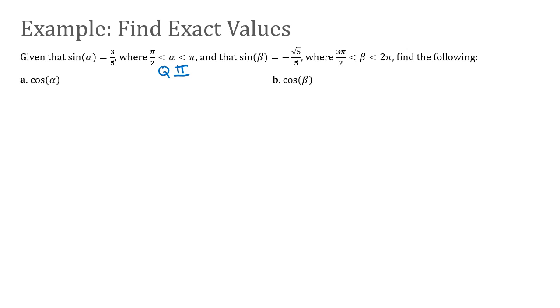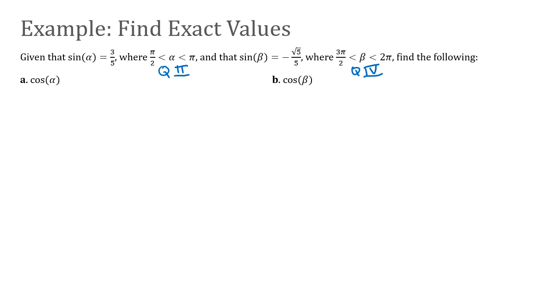And that the sine of beta, a different angle, is equal to negative square root of 5 over 5, where beta is between 3 pi over 2 and 2 pi. So beta is in quadrant 4. All right, and we're being asked to find the cosine of alpha and the cosine of beta. Let's start with the cosine of alpha.